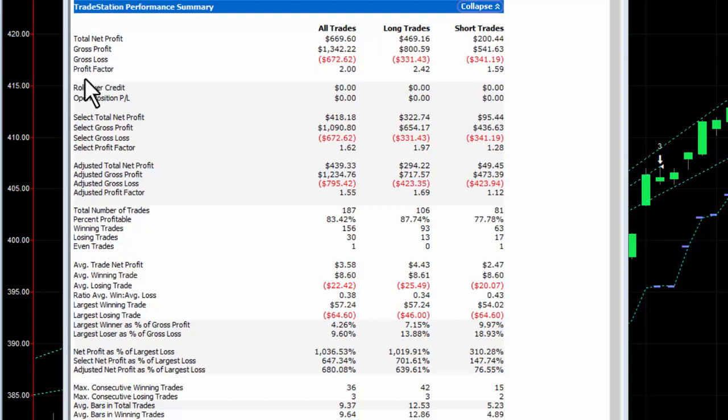What we're interested in is the profit factor. Anything over 1.5 is good.